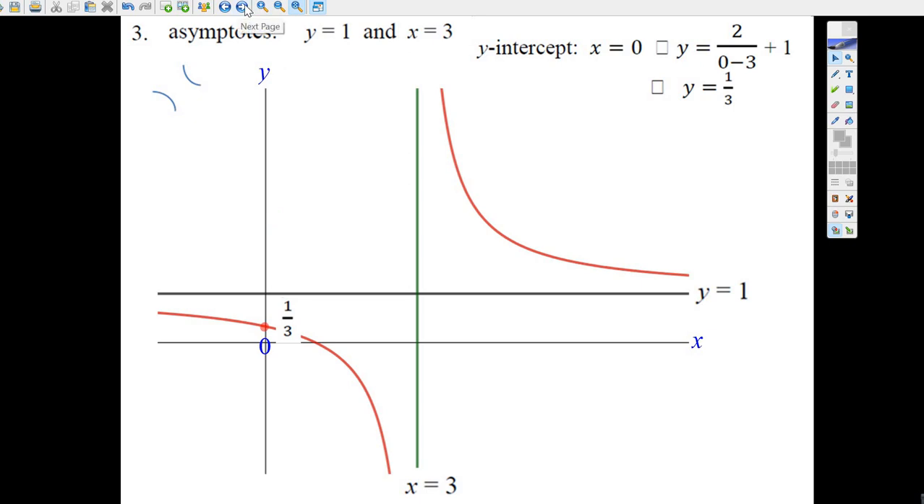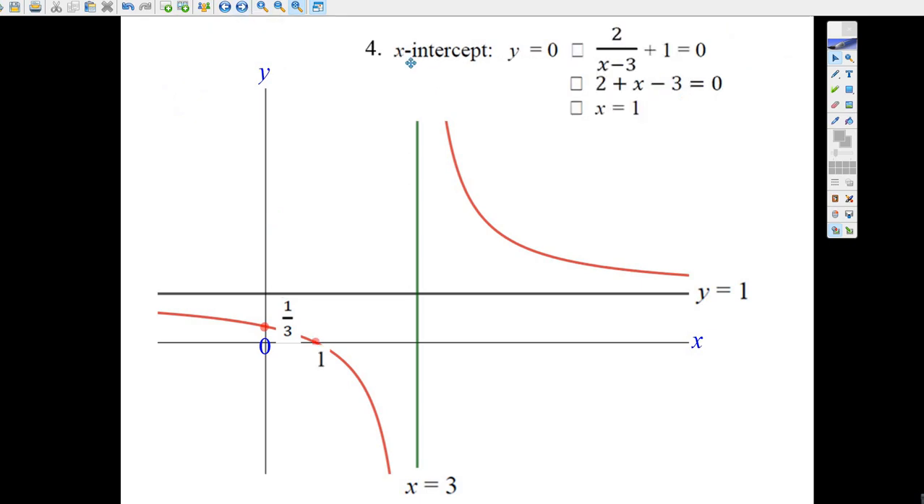Now let's try the 4th thing, the x-intercept, because it's a little bit harder. To find an x-intercept, we let y equal 0. Then we multiply everything by x minus 3. 1 times x minus 3 is x minus 3. If I multiply 2 over x minus 3, the x minus 3's cancel and I just get 2. Well, 2 minus 3 is negative 1. Add 1 to both sides: x equals 1. There's the x-intercept.